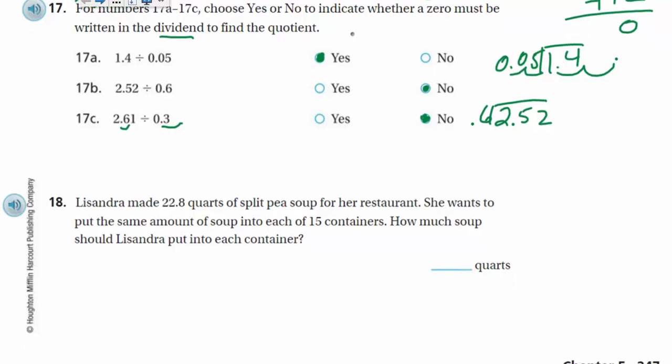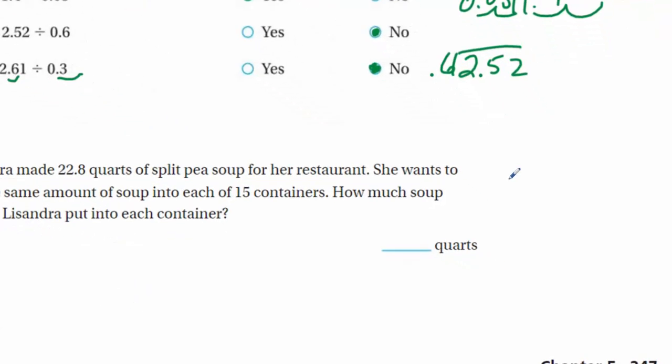Okay. Lisandra made 22.8 quarts of split pea soup for her restaurant. She wants to put the same amount of soup into each of 15 containers. How much soup should Lisandra put in each container? Hear that sound? I got that total amount, I'm splitting up in equal groups. Kind of should let you know that 22.8 quarts, yes, dividend. Then my 15, that's my divisor. So let's go ahead and do that.